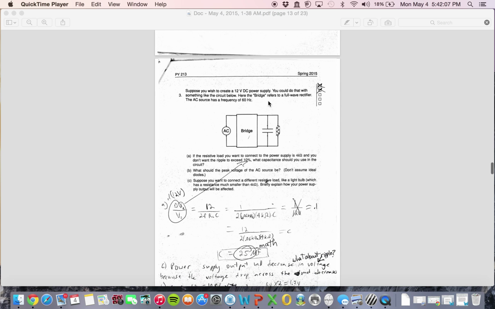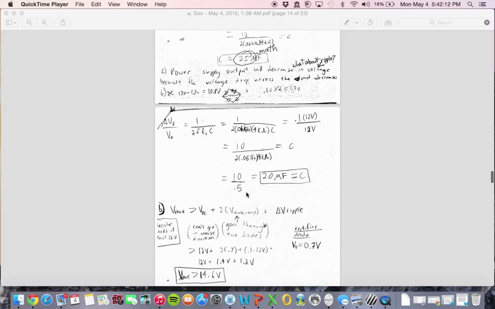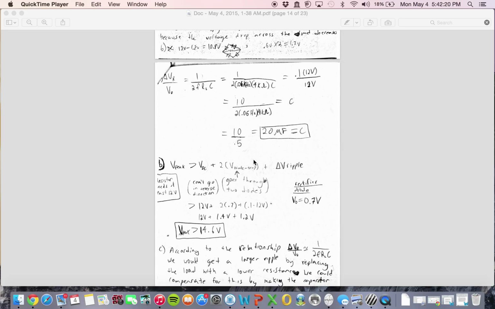visualization. In assignment 19, number 3, I made a bad math error and some inaccurate explanations. After revising a simple trivial math error, I put 12 there instead. Now I have the correct capacitance, 20 microfarads.